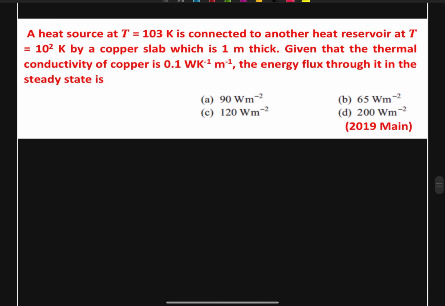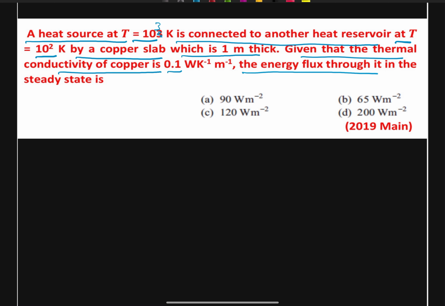It states that a heat source at T is equal to 10 to the power 3 Kelvin is connected to another heat reservoir at T is equal to 10 to the power 2 Kelvin by a copper slab which is 1 meter thick. Given the thermal conductivity of the copper is 0.1, the energy flux through it in steady state is. So we are given that we have a heat source and reservoir connected by a slab. It is directly based on the formula which is called Fourier's law.